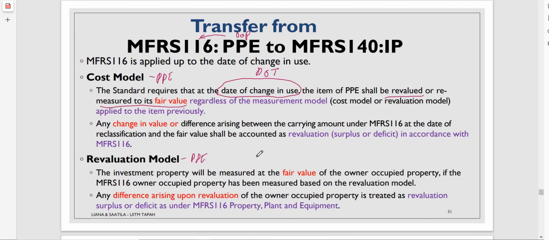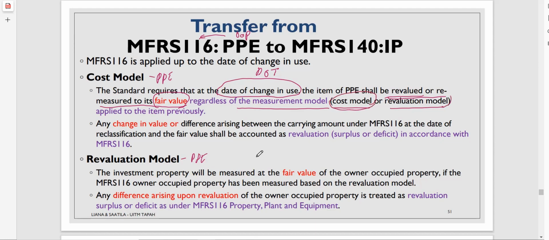However, under MFRS 140, even if you use the cost model, only on the date of change, the asset must be revalued or remeasured to the fair value. That is regardless of the measurement model used, either cost model or revaluation model. You are aware that the cost model will not take into consideration the changes in fair value, with the exception of when that happens on transfer, and that is only on the date of transfer. For those periods before the date of transfer, yes, there are no changes in fair value that you will reflect in the financial statements if you use the cost model.